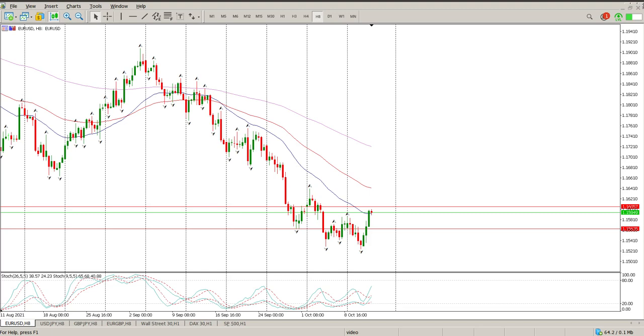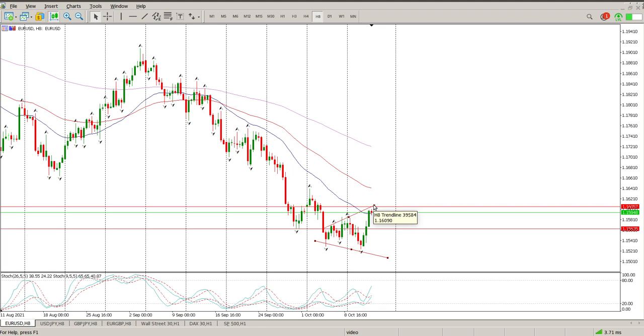So, as usual, starting off with Euro USD. Now, we have been consolidating in this area here. We are still technically in a downtrend, but what we are seeing at the moment is this megaphone formation that is forming. Megaphone formations are consolidation patterns. Typically, they have a probability of breaking out either way sometimes.